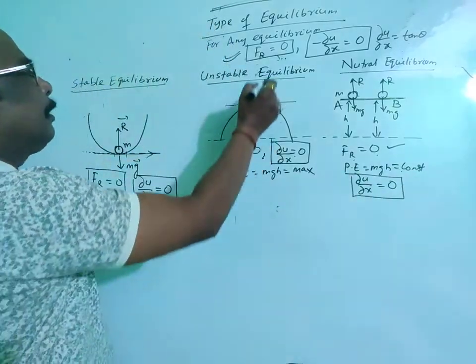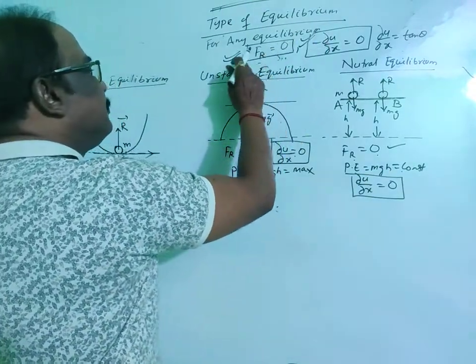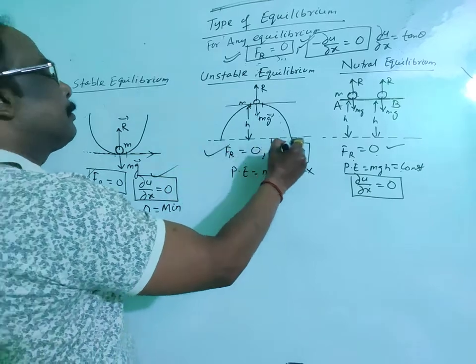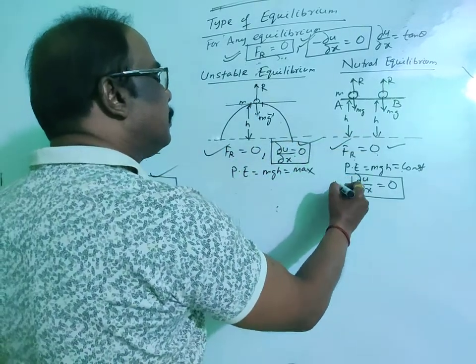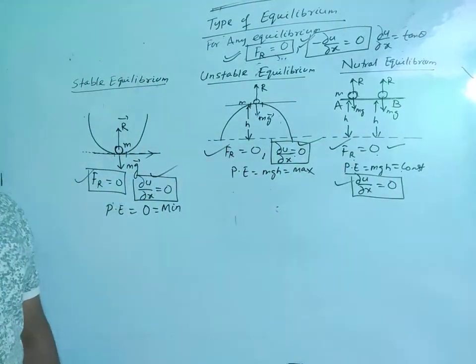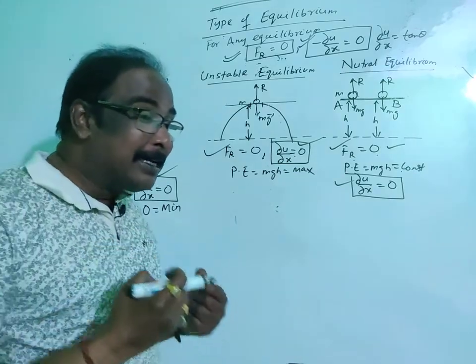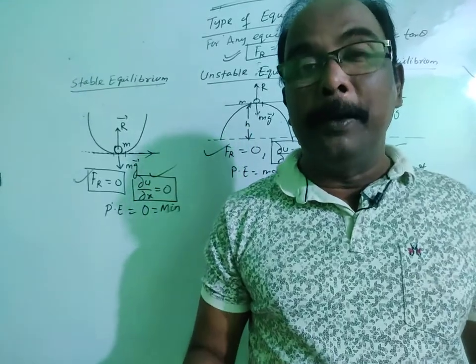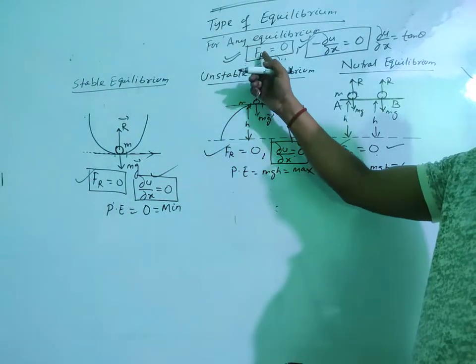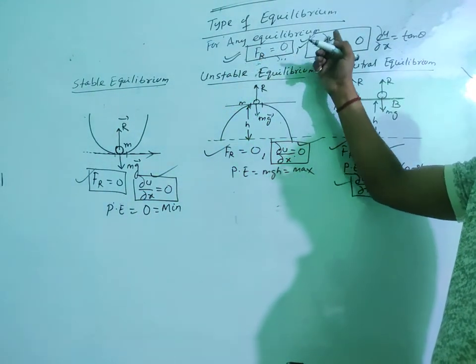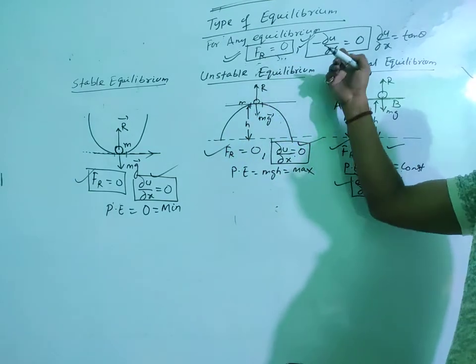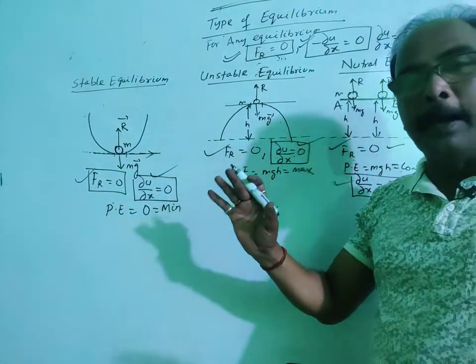See, both the conditions are satisfied: first condition, second condition. So we have discussed the general conditions for equilibrium. Net force should be 0 and slope should be 0. In these three cases, both the conditions are satisfied.